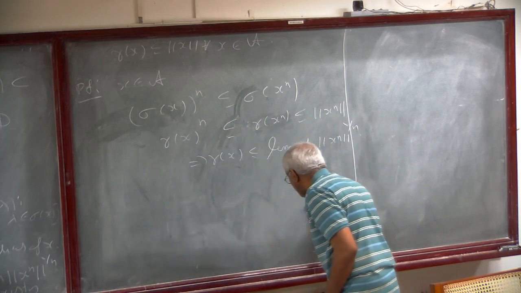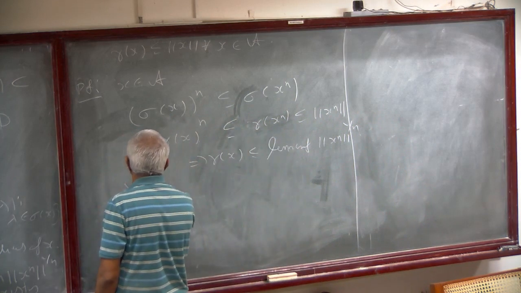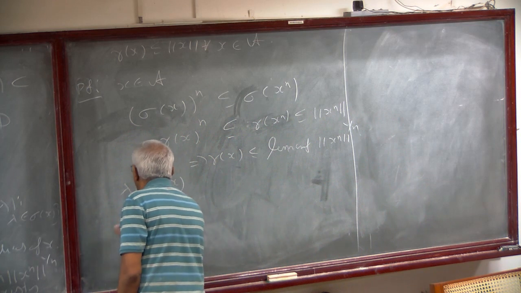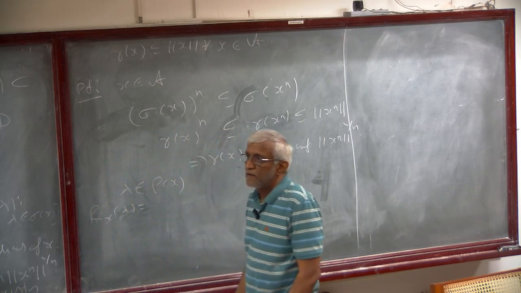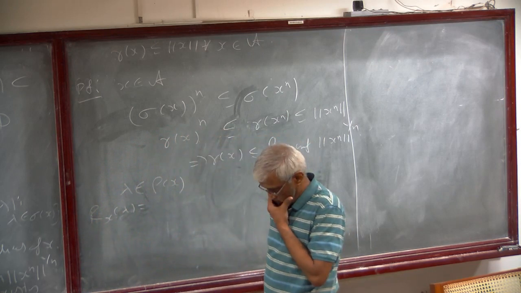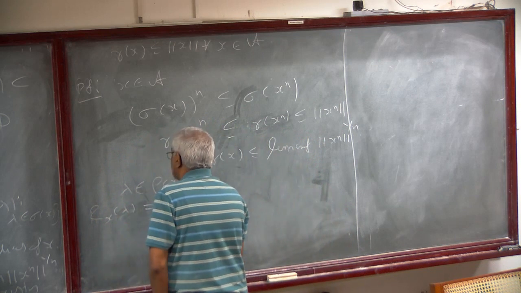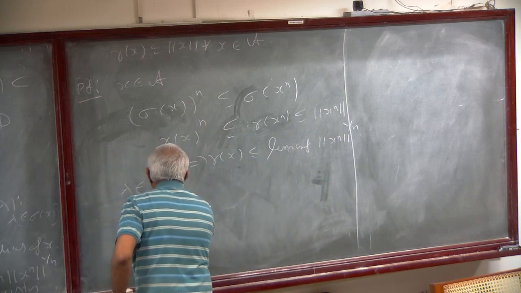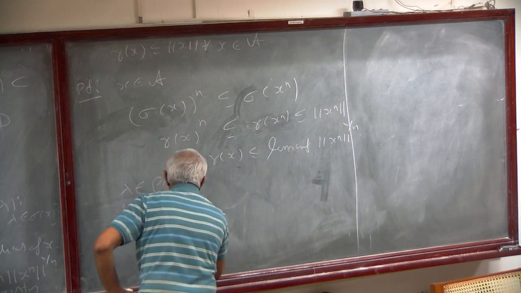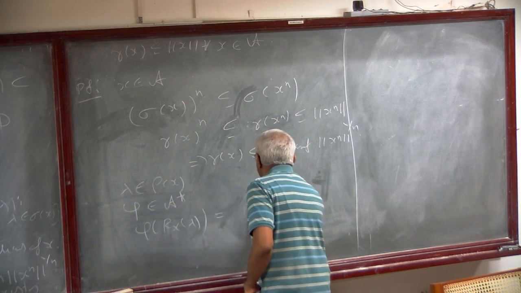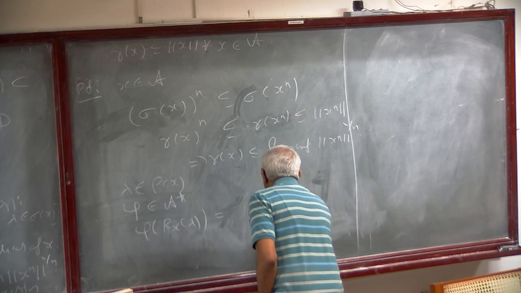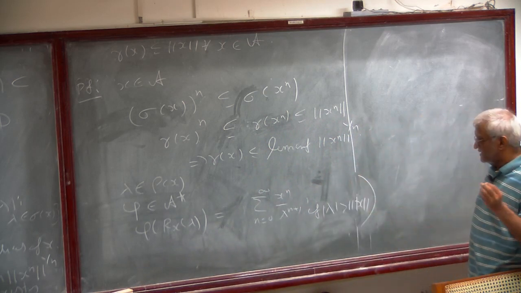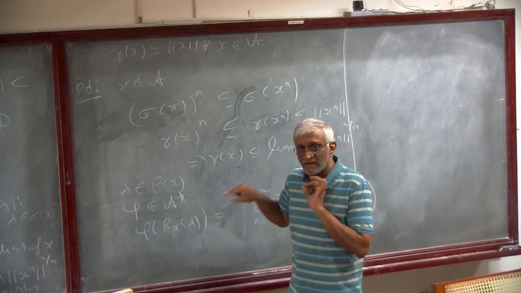Now we want to prove the other. Let lambda be in rho of x, not in the spectrum. Then R of x, lambda equals x minus lambda inverse. Let me take phi in A star. Then phi of R of x, lambda, which we have proved is analytic, equals the summation of phi of x power n by lambda power n plus 1, n equals 0 to infinity, if mod lambda is greater than norm x. Phi of R x lambda is a complex valued function.